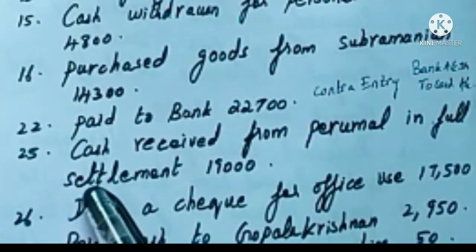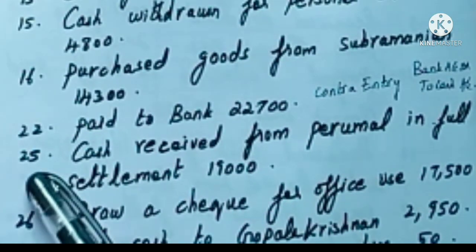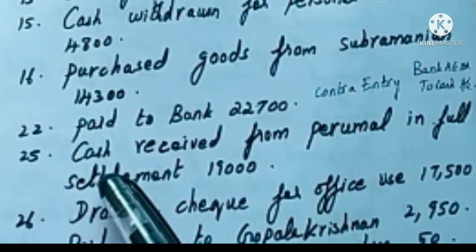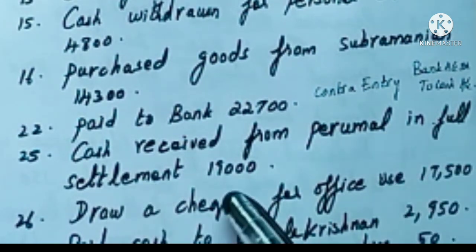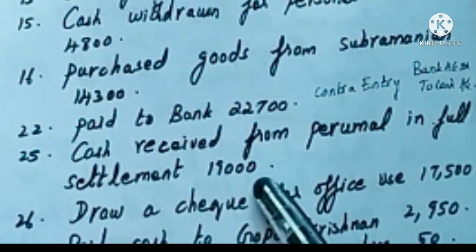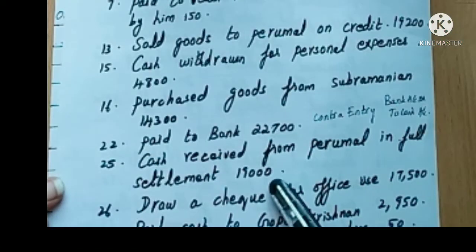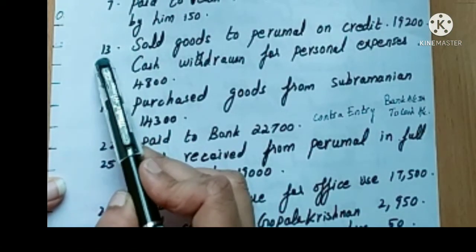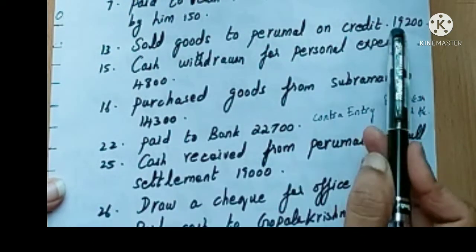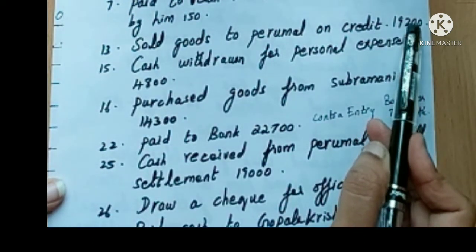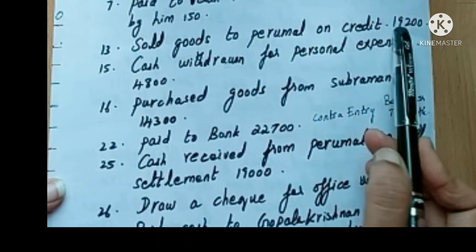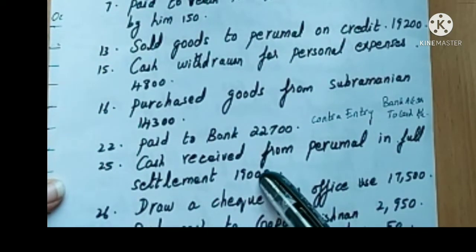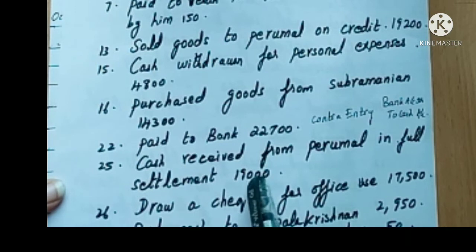The next transaction is on 25th October. What is the transaction? Cash received from Perumal in full settlement 19,000. We already know that we have sold goods on credit to Perumal on 13th October for rupees 19,200. Okay, so we have sold goods for 19,200, but we are receiving only rupees 19,000. So what does it mean? We are allowing him discount, isn't it?